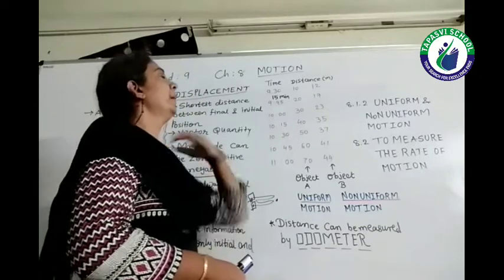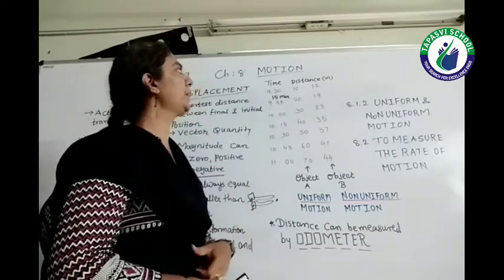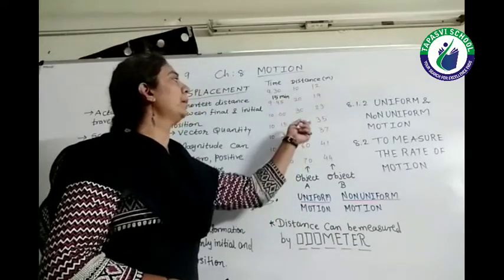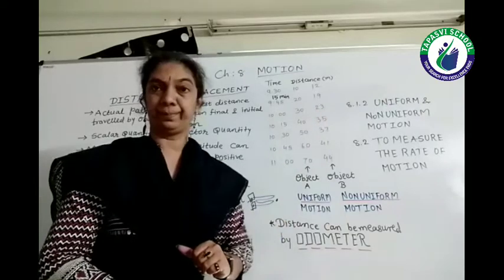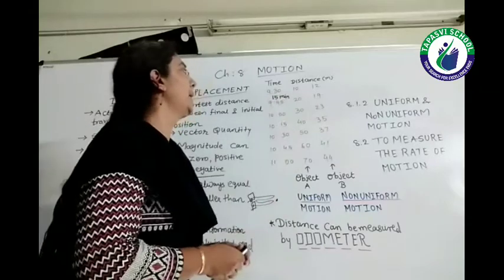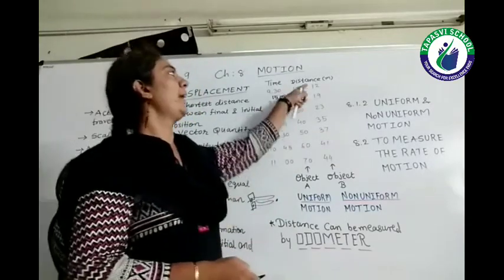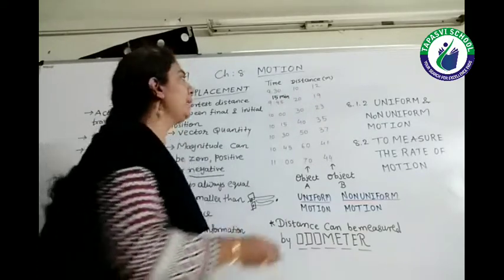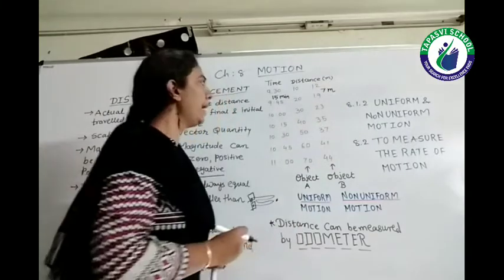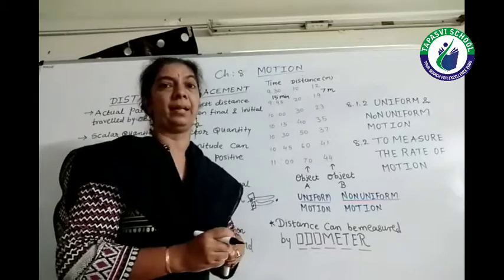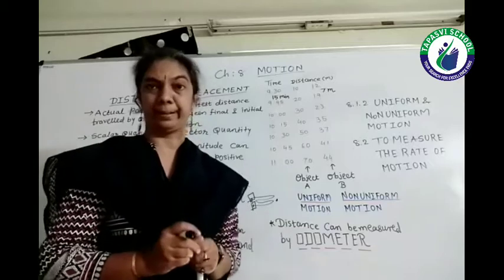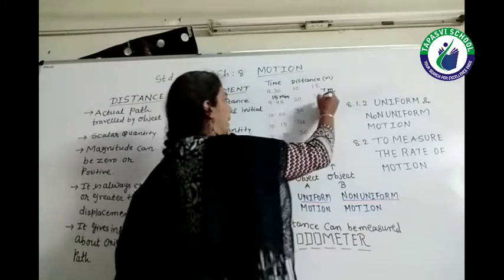Object B is traveling the distances as 12 meter, 19 meter, 23 meter, 35 meter, and so on. If we take the difference, in the first 15 minutes it is traveling from 12 to 19. So 19 minus 12, the answer is 7 meter. Then in the next 15 minutes, it starts from 19 meter and reaches 23 meter. So it is traveling 4 meter.